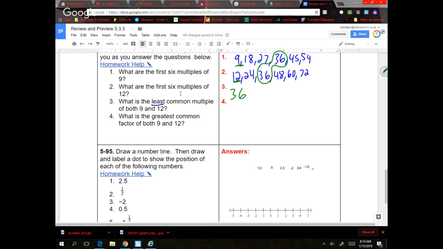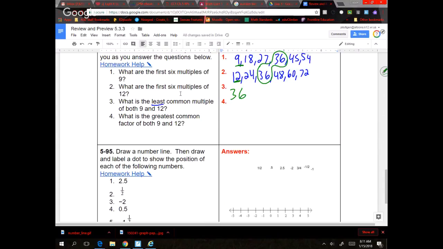Then it says, number 4 is a trick question. What is the greatest common multiple? Well, in this list, it'd be 36. But remember, multiples, we could keep going on and on forever. So for 4, there really isn't an answer. It's a trick question because multiples don't stop. Oh, greatest common factor, excuse me, not multiple.